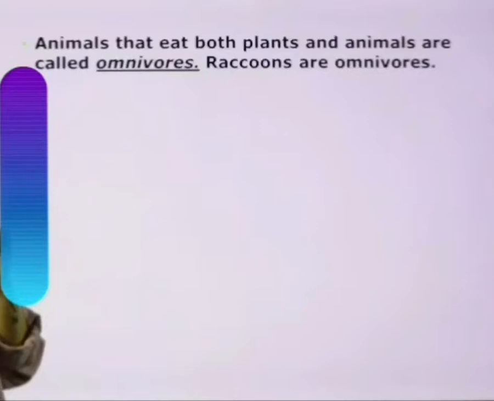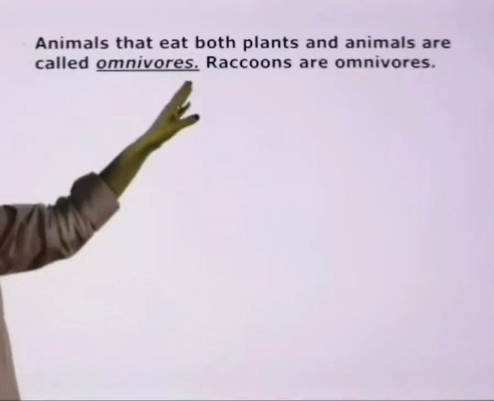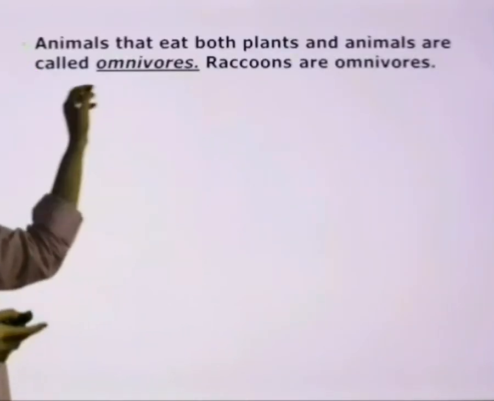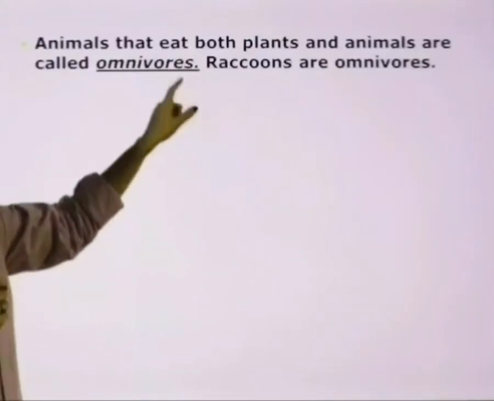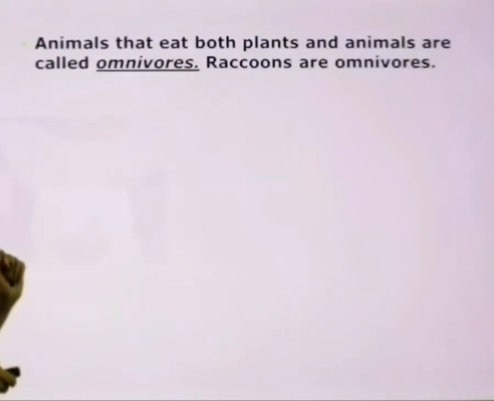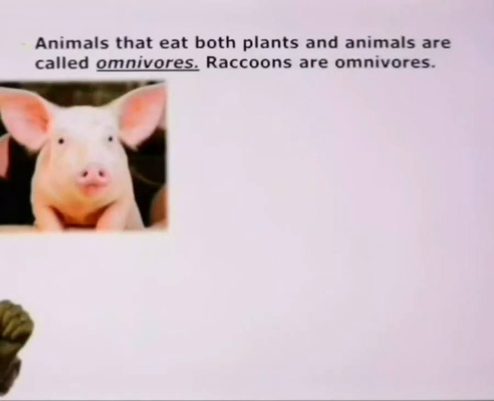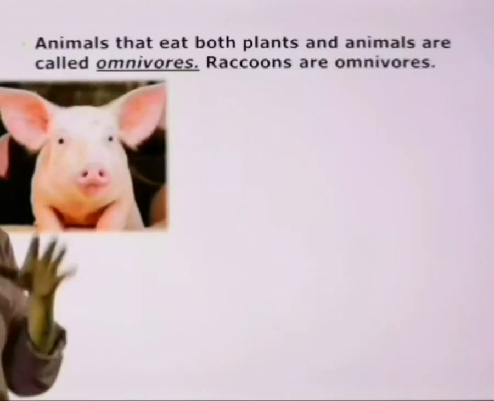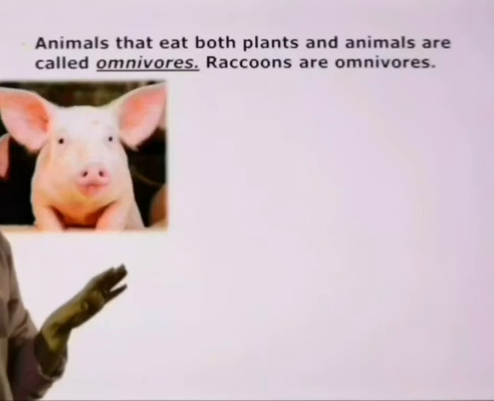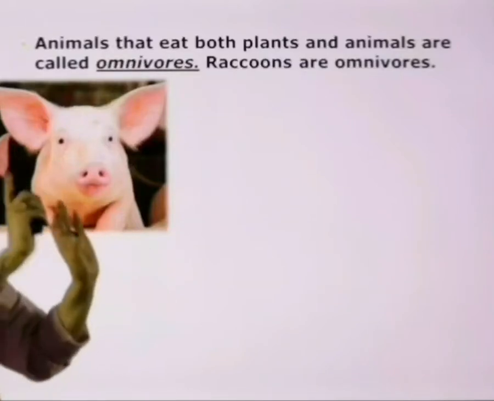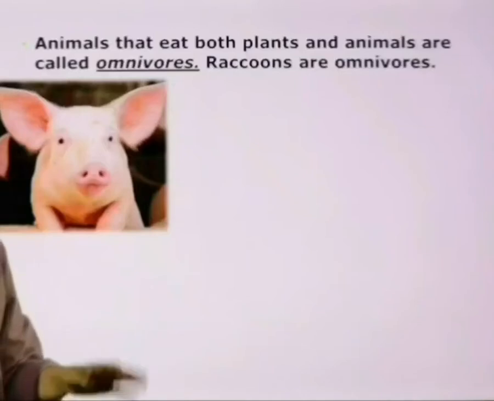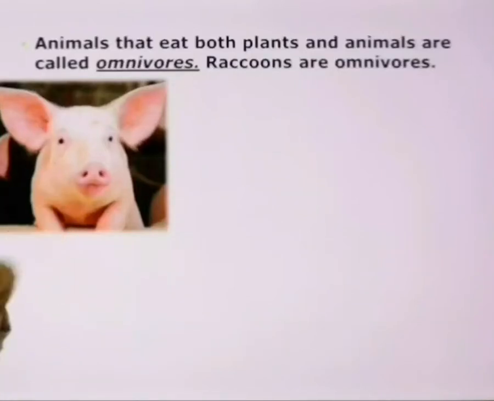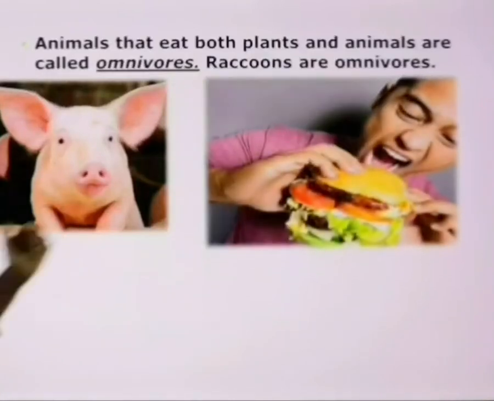Animals or living things or consumers that eat both plants and animals are called omnivores. So we people are omnivores. Raccoons are omnivores as well. Pig is omnivore because they eat vegetables. Pigs eat almost anything you give. Anything you give to the pig, the pig will eat it. So whether plants or other animals, they will eat. They will eat chicken or whatever.